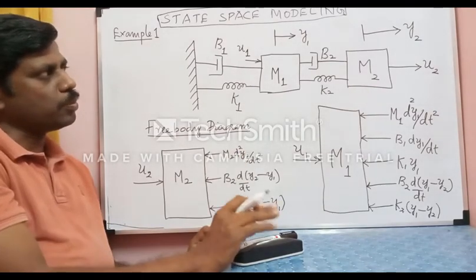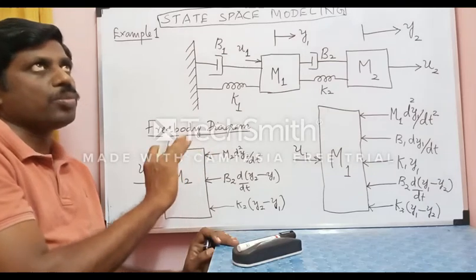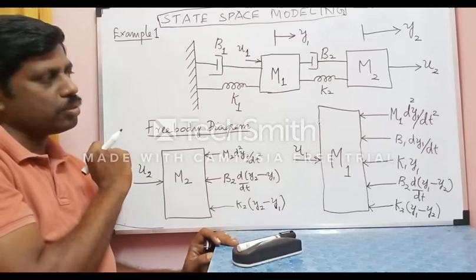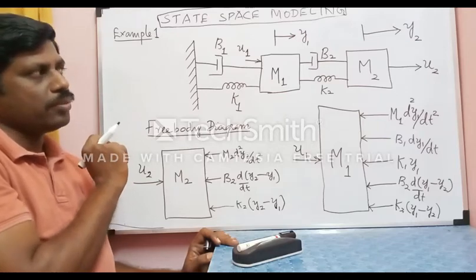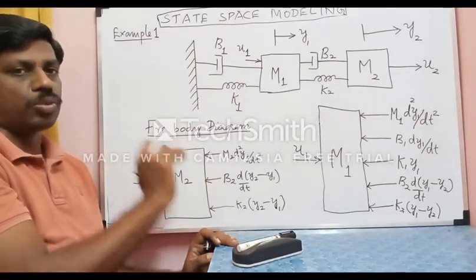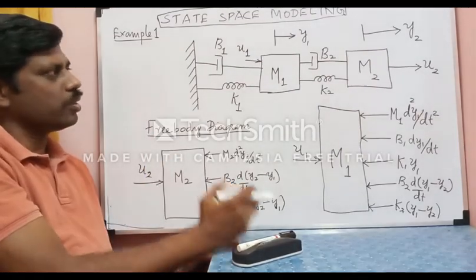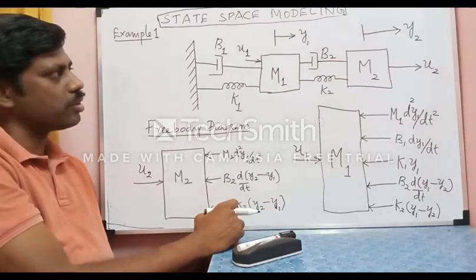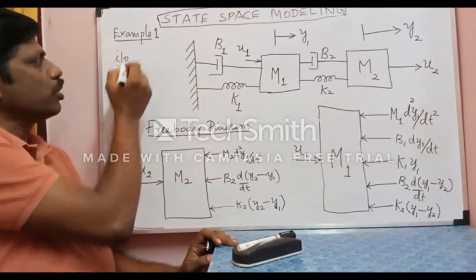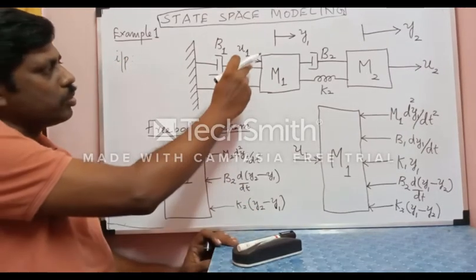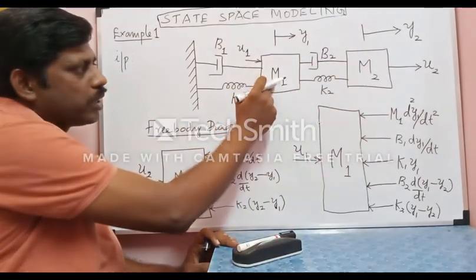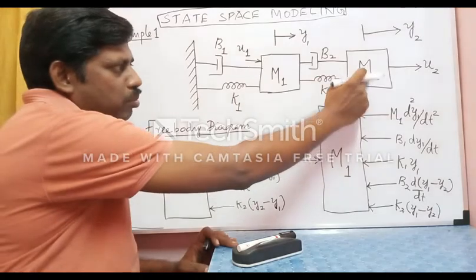As a principle, before modeling any system in state space, the first thing you have to do is identify the input variables, state variables, and output variables. So we'll do the same thing for this system. The input variables are obviously U1 and U2, which are the forces applied on mass M1 and mass M2.